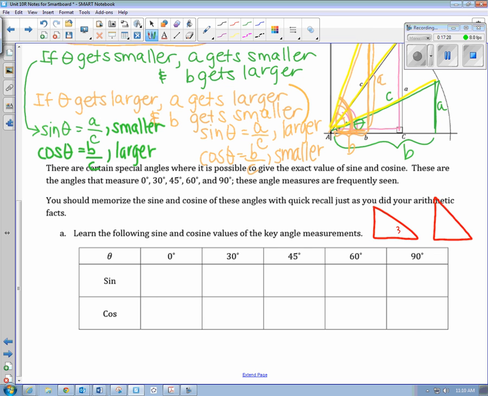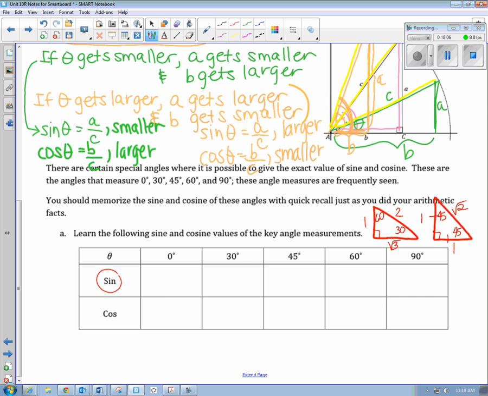We know that if this is a 30, 60, 90 triangle, if this side is 1, this is the 2a side, so it's 2, and this is the a radical 3 side, which is going to be 1 radical 3 or radical 3. And in our 45, 45, 90, if this side is 1, so is this one, which means this will be radical 2, or 1 radical 2. So we could use this information to fill in our chart, and I'll show you how that works.